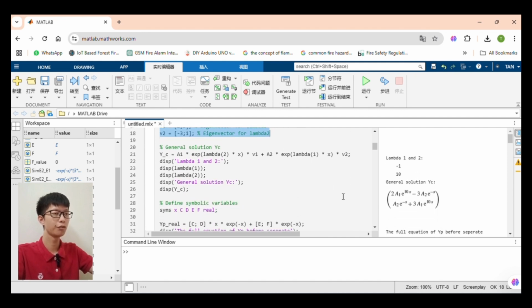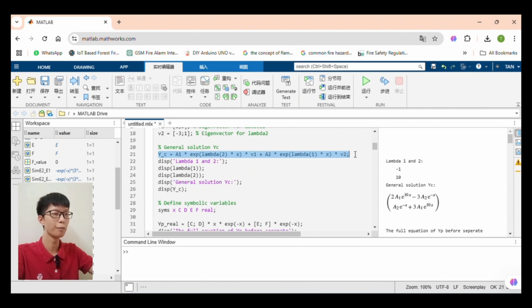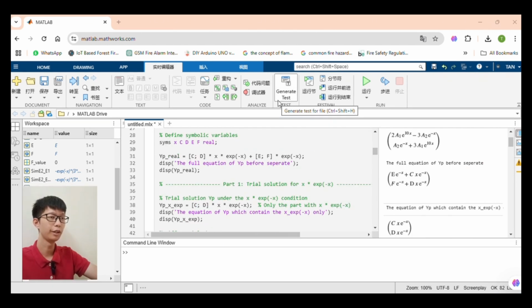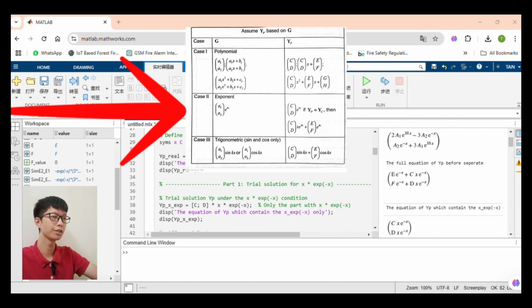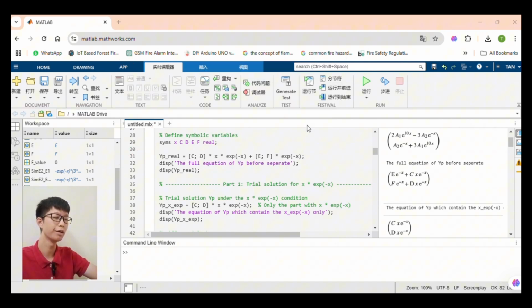After obtaining the two values, we can substitute them into the general homogeneous solution YC to get the equation of YC here. Next, the particular integral YP can be assumed based on the component G, as shown here. After forming the formula based on the table, we need to compare YP with YC. So finally we get the YP solution, the YP general solution.